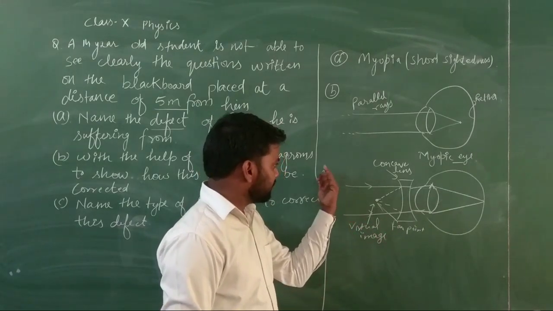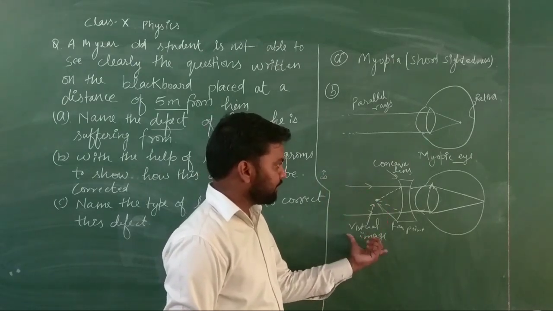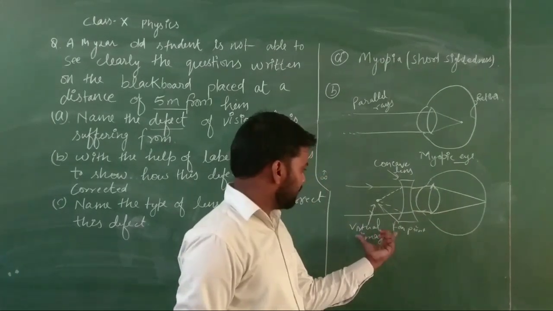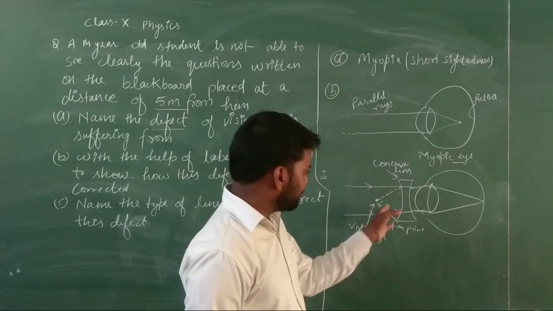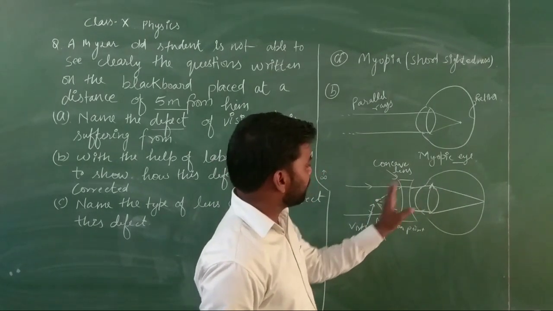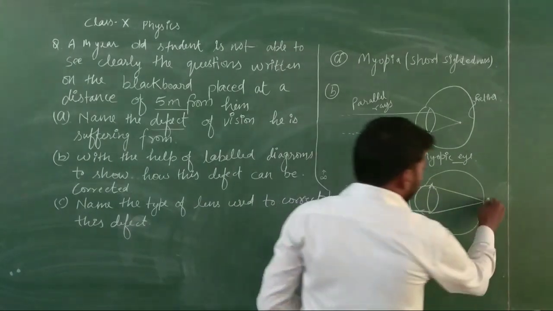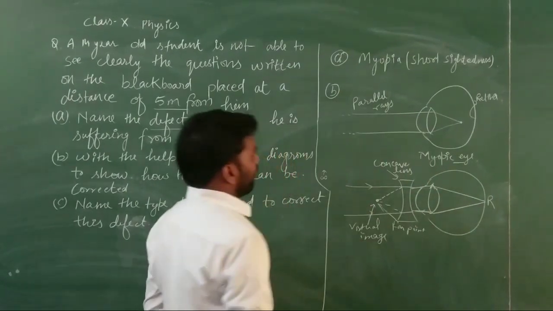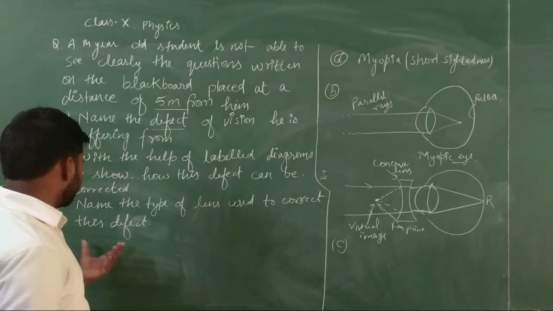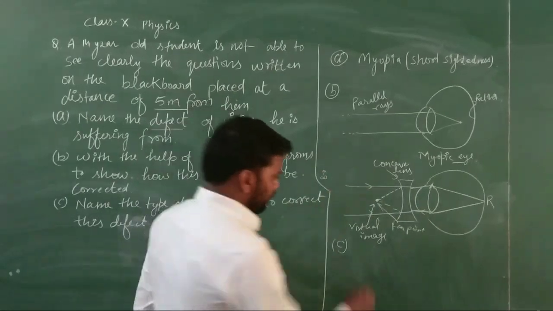So in this case, the image of this object is here. It is the virtual image. Then our eye lens will see this image, and it is the far point up to which we can see, and our lens will make the image of this virtual image on our retina, and our eye will be able to see that object. Now the C part: name the type of lens used to correct this defect. Definitely it is myopia, so we will use a concave lens here.